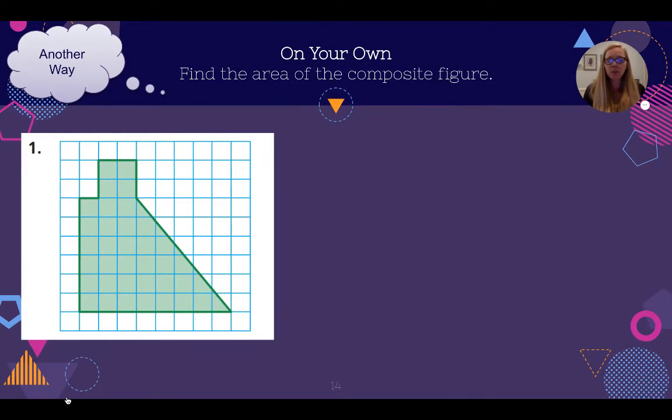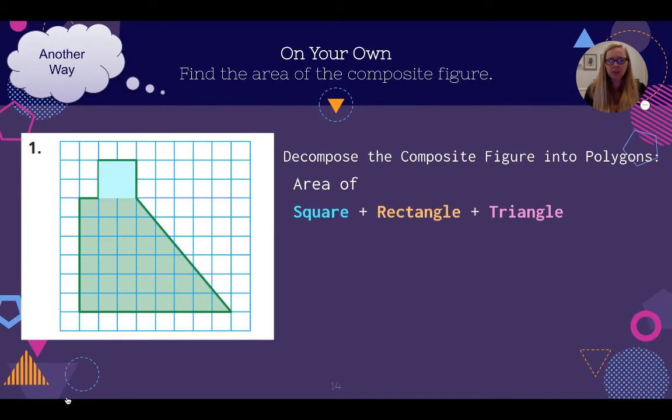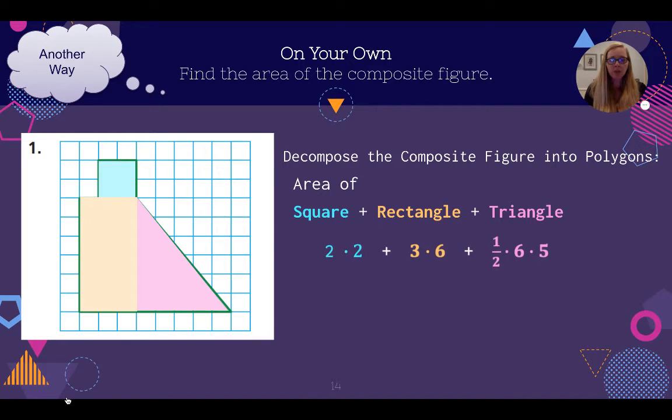All right, this is another one that we did. And so if we divide this into our composite figures, some polygons that we know how to find the area of, we have a square, a rectangle, and a triangle. Our square is a 2x2, our rectangle is a 3x6, and our triangle has a base and height of 6 and 5. Okay, we're going to find the area of each piece and add those together, and it's 37 square units.